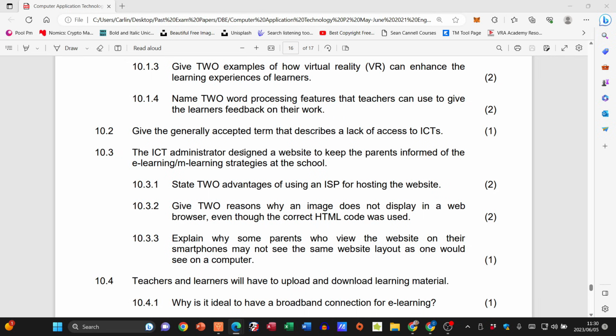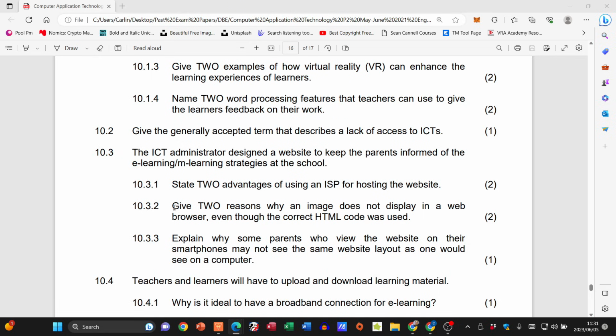Now, 10.3, the ICT administrator designed a website to keep the parents informed of e-learning or M-learning strategies at the school. State 2 advantages of using an ISP for hosting the website. Well, if we use the ISP, it means they have to see to everything. There's no need for storage on your servers. They do the maintenance. They check the software and the hardware. There's reduced downtime. So if something happens at the school, it doesn't affect anything because the ISP is handling that. The school doesn't need a specific server for that because everything is handled by the ISP.